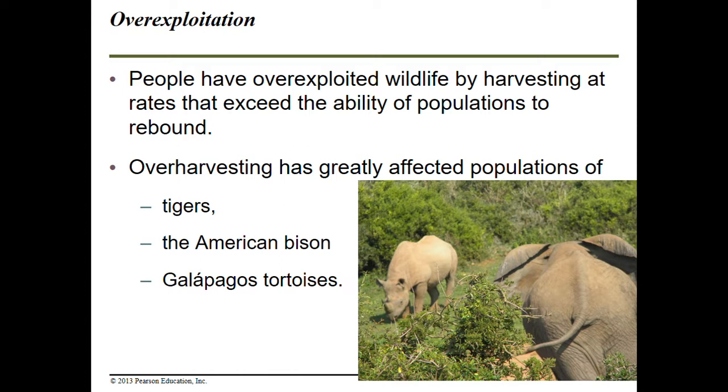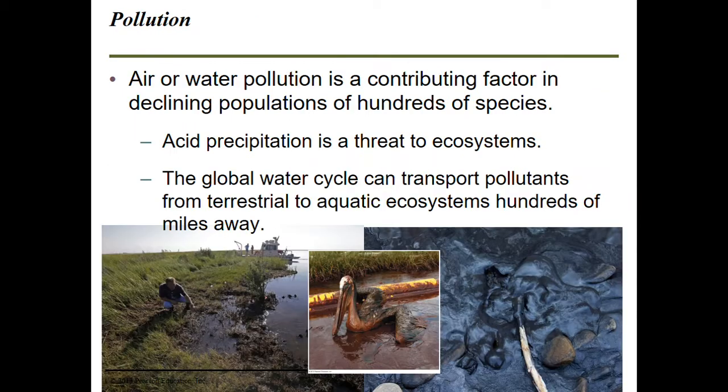So people should not take out Galapagos tortoises. Rhinos are being killed for their horns. Elephants are getting killed for their tusks. And so much poaching is happening that rhinos may be extinct very soon.